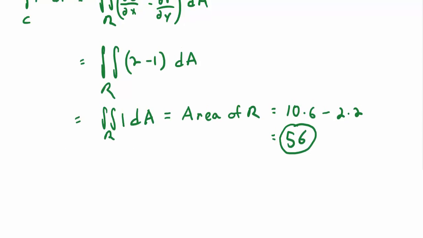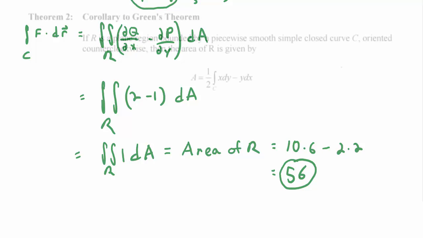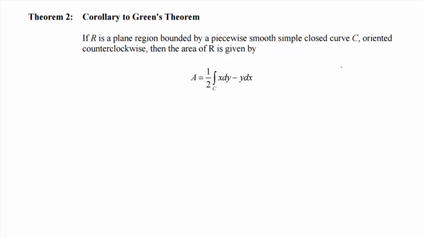But one thing I want to point out is if we had evaluated this line integral here by summing the two individual line integrals, one over C1, one over C2, we would have been using a line integral to find area, wouldn't we? So, that was kind of an accident of this problem, but it gives us a result that line integrals for certain P and Q can be used to find area. And that's the corollary of Green's theorem. So theorem 2, I'm calling it, corollary to Green's theorem.